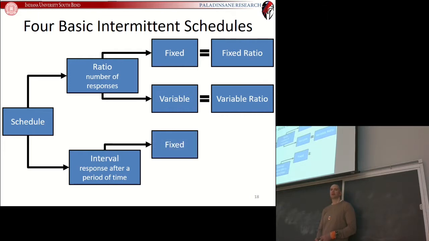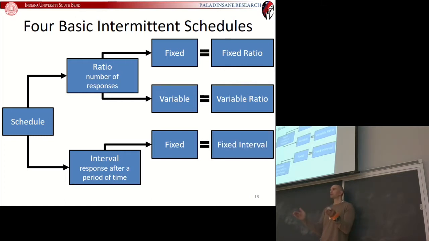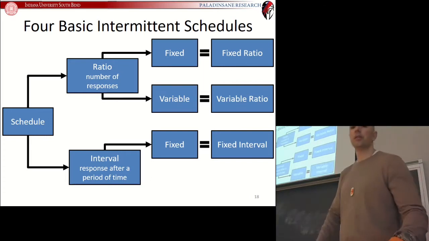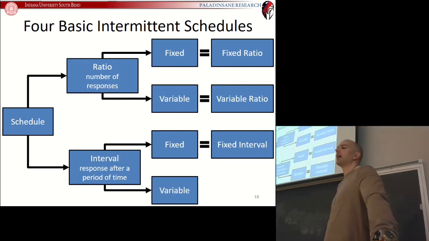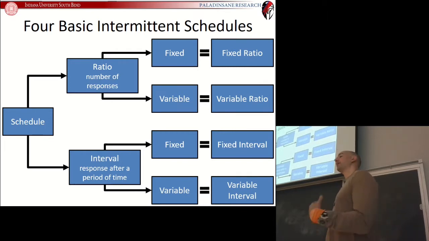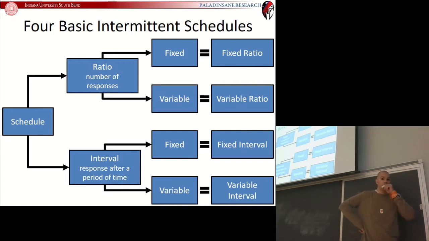A fixed interval intermittent schedule is where that interval of time stays the same. So maybe your first response after 5 minutes is going to be reinforced every single time. That's a fixed interval scale. On the other hand, the interval that you need to wait could be variable. It could change after every reinforcement. That's a variable interval schedule of reinforcement, and that's where you have to wait on average a certain amount of time, but you don't exactly know how much time you need to wait.